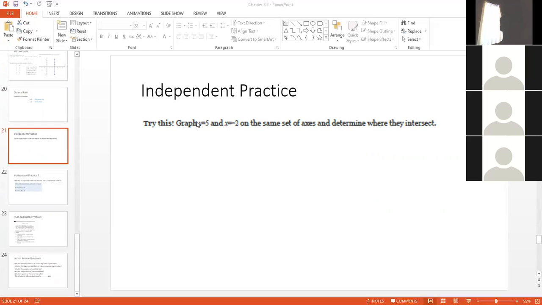Okay, so here's an independent practice. Graph y equals 5 and x equals -2 on the same set of axes, so on the same graph, and determine where they intersect. So you're actually going to graph both of these equations and find out at what point they intersect. I'll give you guys a few minutes to do this.